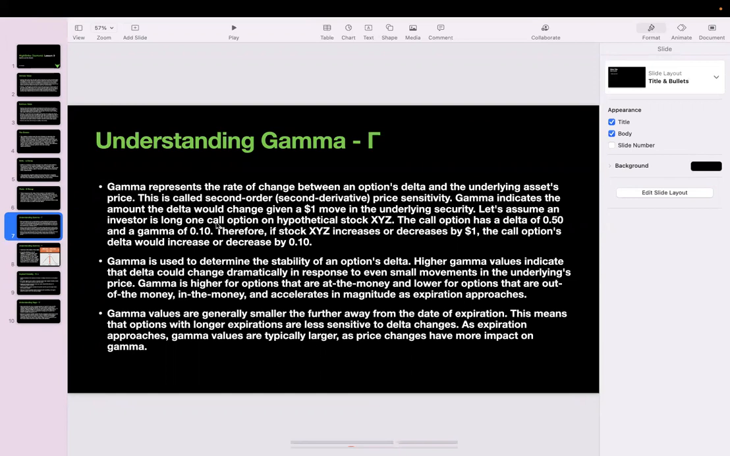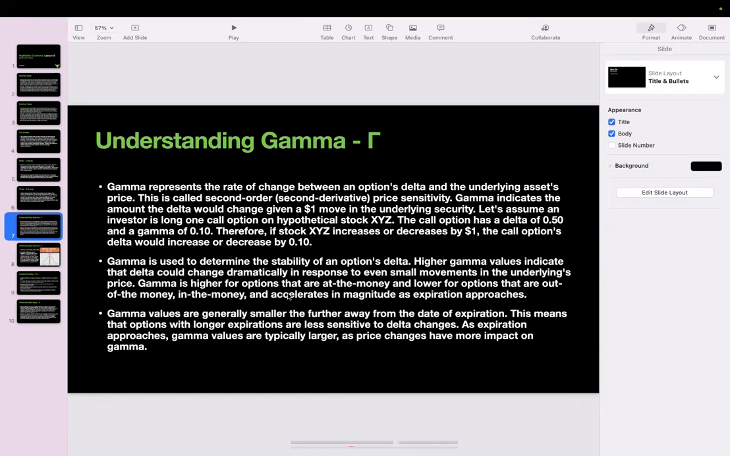Let's assume an investor is long one call option on hypothetical stock XYZ. We'll call this SPY, whatever we want to call it. The call option has a delta of 0.50 and a gamma of 0.10. Therefore, if stock XYZ increases or decreases by $1, the call option's delta would increase or decrease by 0.10. I'll again explain this more after I finish reading this. Gamma is used to determine the stability of an option's delta. Higher gamma values indicate that the delta could change dramatically in response to even small movements in the underlying price.